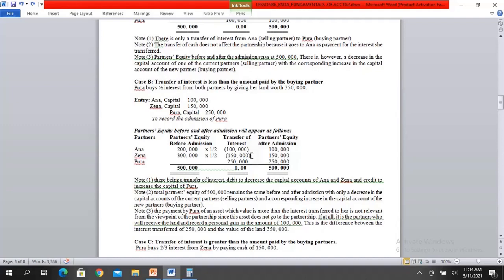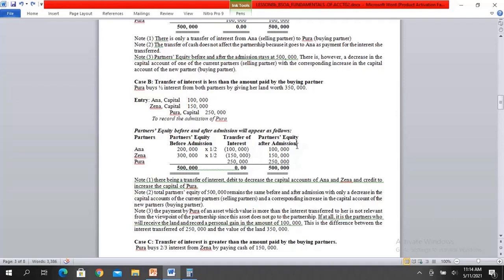So, itong amount na ibabawas natin kay Ana at saka kay Zina na worth 250,000, itatransfer natin yun kay Pura. Kaya siya nandito sa baba na 250,000. Ayan. So, magkano na lang yung equity ng bawat partner after the admission of Pura, or after nating i-transfer tong interest nila Ana at saka ni Zina kay Pura.